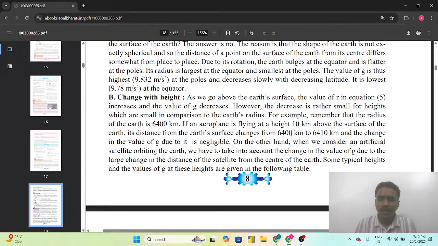Due to this, as this distance is very small, the value of g will not change; it will be negligible. It will not mostly affect the value of g.